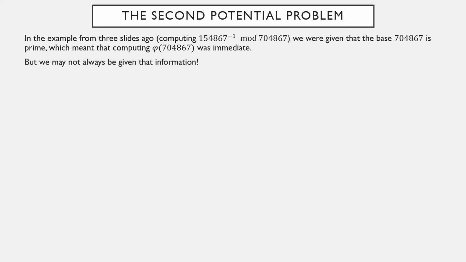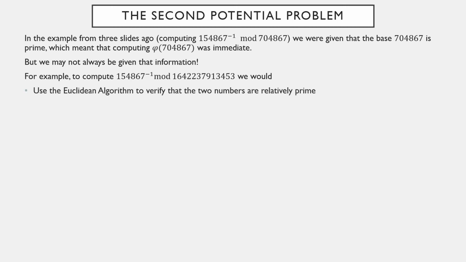But you might not always know that the base is prime. So for example, if I wanted to compute 154,867 inverse modulo this enormous thing, we'd have to use the Euclidean algorithm to verify that two numbers are relatively prime. I don't know that that base is prime. For all I know, it's not relatively prime to that other number. Okay, the Euclidean algorithm is pretty fast, so let's suppose we've done that.